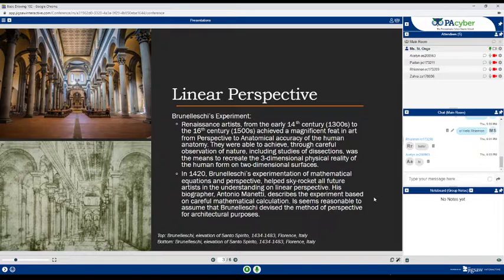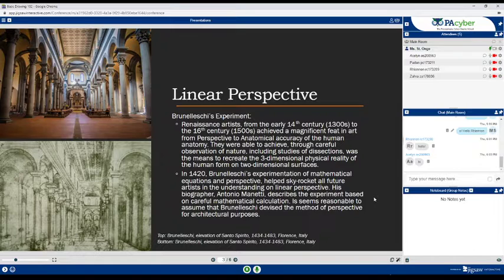Now, in 1420, Brunelleschi's experimentation with mathematical equations and perspective helped skyrocket all future artists' understanding of linear perspective. All thanks to his experiment, we now understand linear perspective and how to apply it not only in drawings, but with drafting, interior design, architecture, and things like that. His biographer, Antonio Manetti, who was writing his biography 200 years after Brunelleschi, described the experiment based on careful mathematical calculation. It seems reasonable to assume that Brunelleschi devised the method of perspective for architectural purposes.